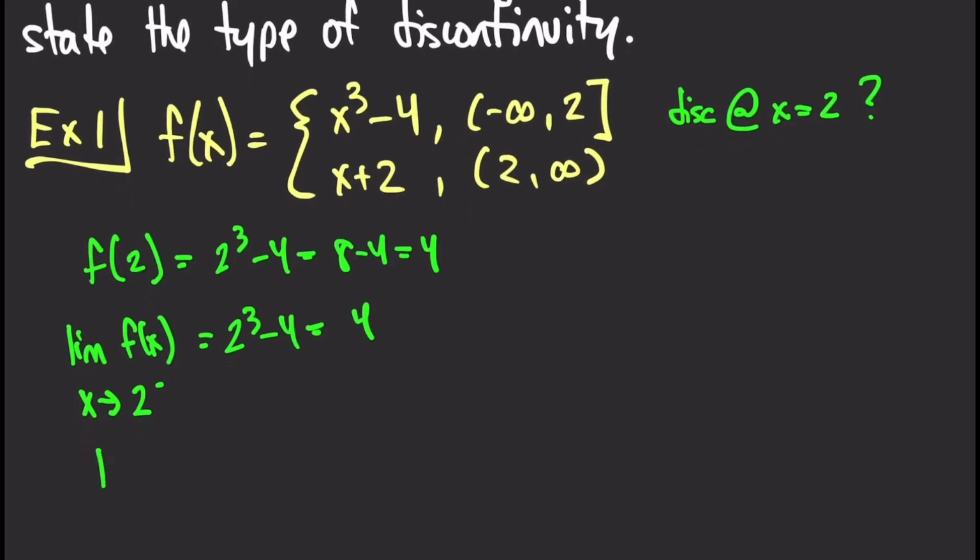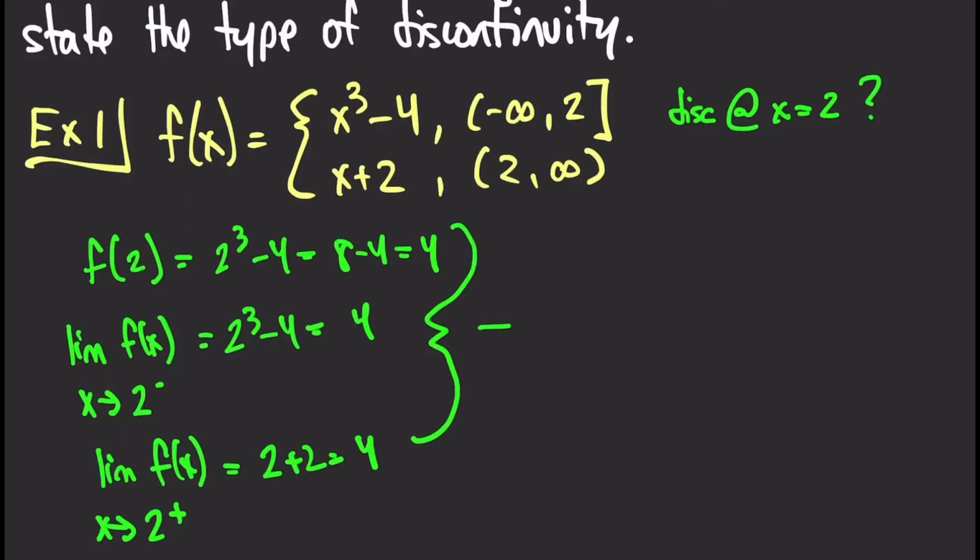So now I'm going to take the limit of f of x as x approaches 2 from the right. Approaching 2 from the right means you're going from positive infinity to 2. So I'm talking about this interval here, which is x plus 2. So x is 2, 2 plus 2, that's 4. So what do we notice here? I notice that all three of these are equal. Therefore, my function is continuous.